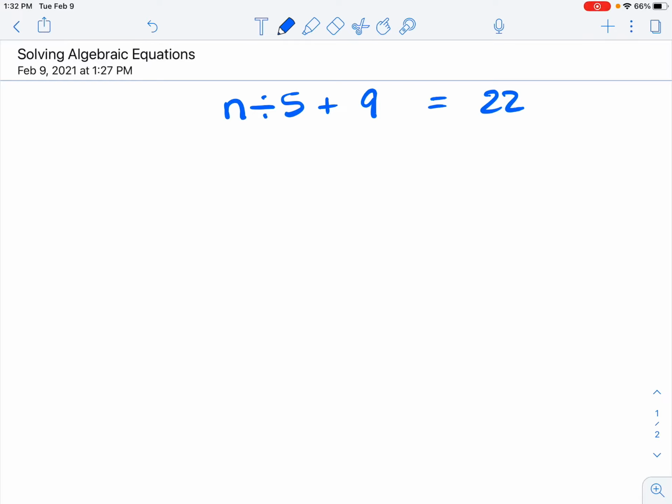Okay, so you're given this algebraic equation: n divided by 5 plus 9 equals 22. I just wanted to review, there are a few ways to solve this. There's not just one way.